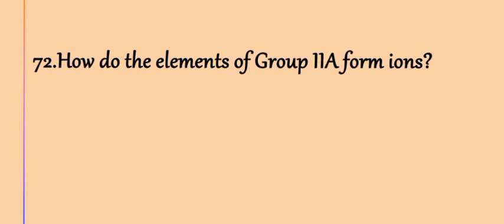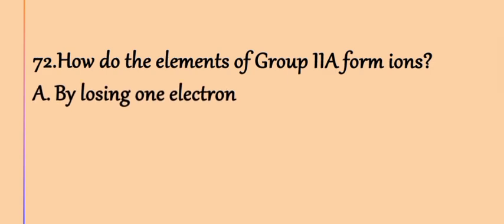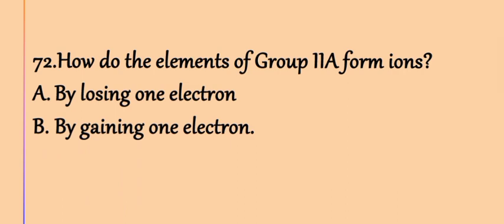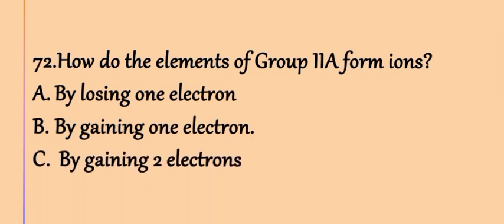How do the elements of group two form ions? A. By losing one electron? No. B. By gaining one electron. C. By gaining two electron. D. By losing two electron.